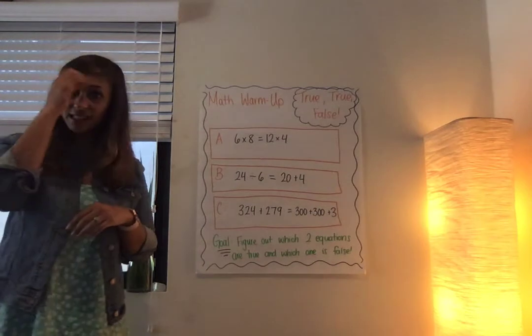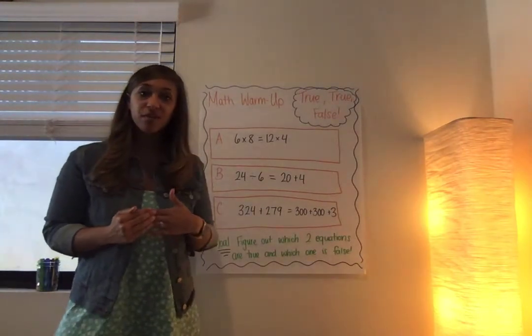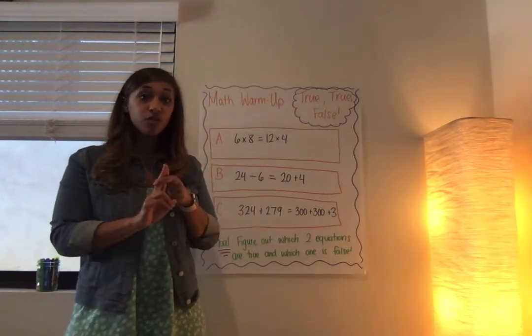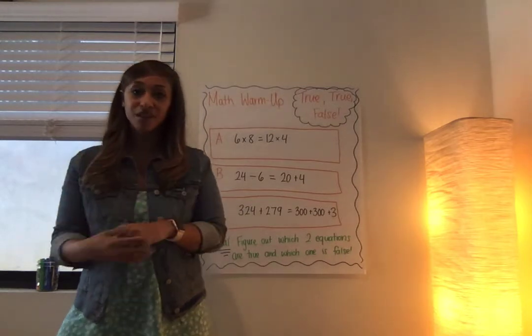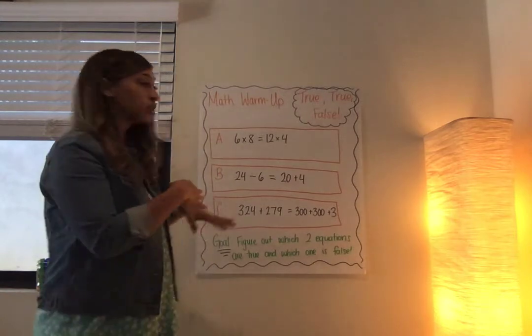So the first step is to give your child a piece of paper and they're going to write down 3 equations. 2 of the equations are going to be true and 1 of the equations is going to be false. So let me show you what I mean by that.